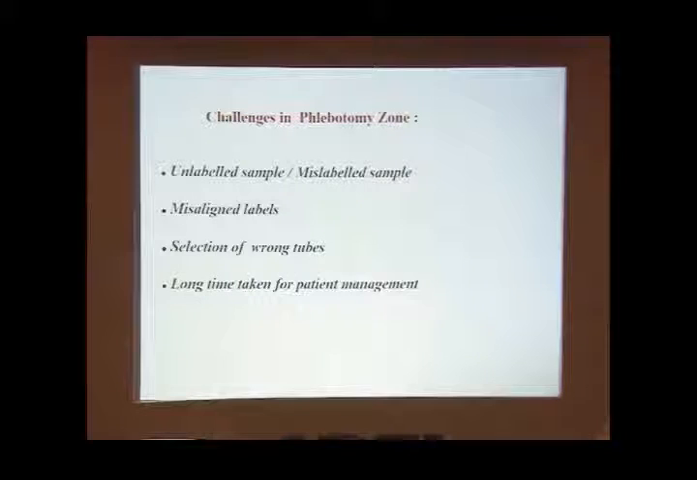So if you have an unlabeled sample or a mislabeled sample, or misaligned labels. Some laboratories now print barcoded labels and stick them on the tube, but the major challenge there is that when you manually stick these labels, there is misalignment. When the same tube goes to the analyzers, they will not read the barcode because it's not aligned properly. Then the technologists tend to print a new label and there again errors can come in. Then there is selection of wrong tubes, and long time taken for patient management.